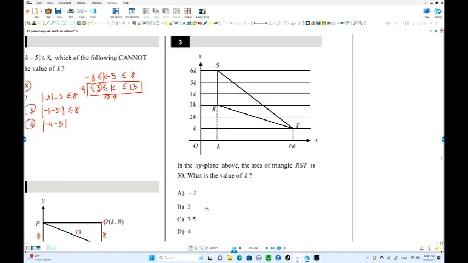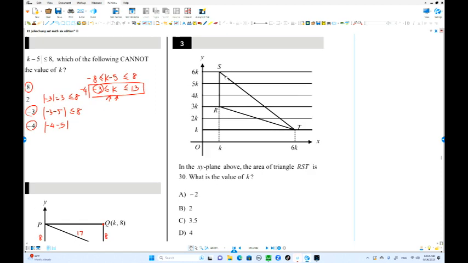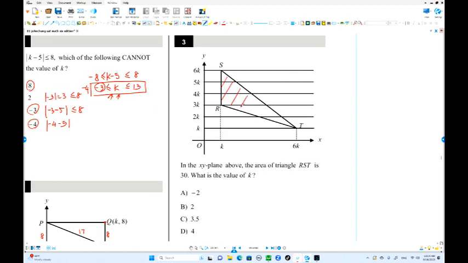Here is number 3. Okay, the area of triangle RST is 30, okay? So what is the value of k? The value of k must be positive, right? Okay, this one is 3k, that is the base. This is the height, always perpendicular, right, to the extended base. So this is a 5k. So if this one is 3k times 5k, I'm going to write down, and divided by 2, that is equal to 30.